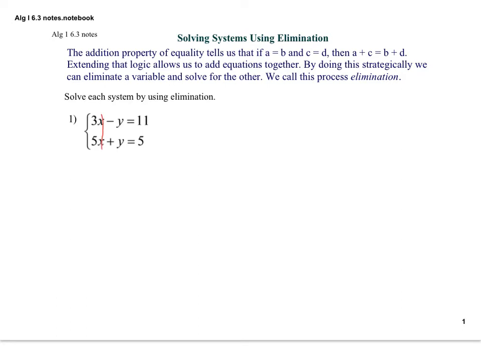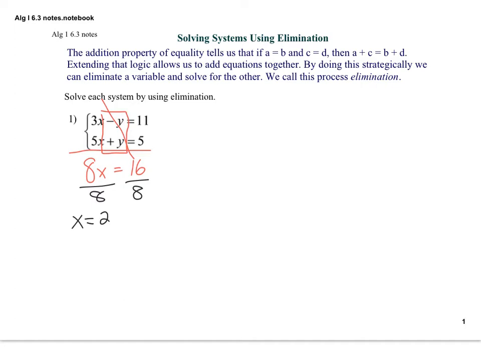I have a section lined up here that is a negative y and a positive y, and I'm going to add these two equations together. When I do that, the y's cancel out, and I have 8x equal to 16. If I solve for x, I divide both sides by 8 so that I get x all by itself, which is 2. Now I have solved for x. I know what x is equal to.